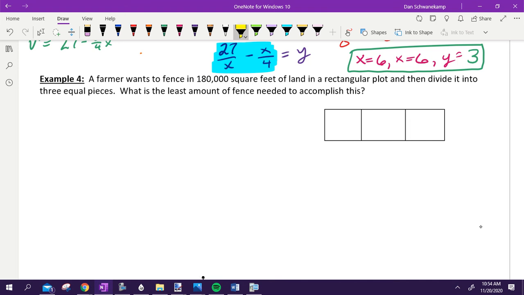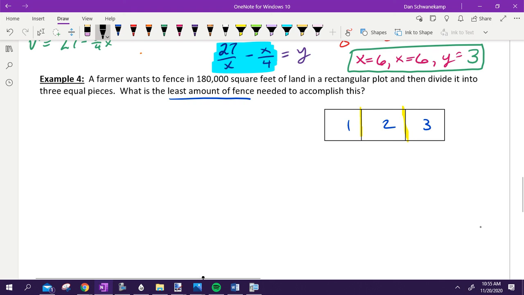Okay, so imagine what's going on here. This is his land. It's rectangular. He's going to divide it into 3 equal parts. So he's going to have this shape right here. We've got 1, 2, 3 equal parts. What is the least amount of fence needed to accomplish this? So again, I know it's an optimization question, because I see that we're trying to optimize the situation. What is the ultimate goal on this problem? To get a minimum. Good. I want to have minimum fence.